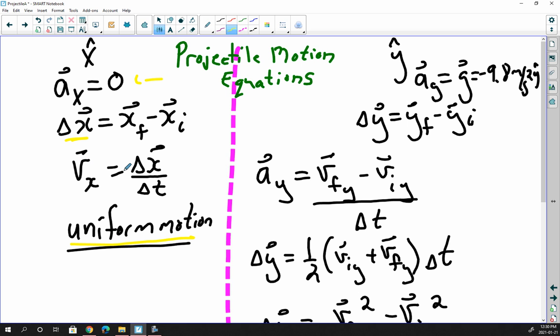Velocity x component is equal to displacement in the x component divided by time. That's it. There's no acceleration. Then we move over to the y component. Well, we know that the acceleration in the y direction is our old friend g. What's up, g? And it's negative 9.8 meters per second squared y hat.